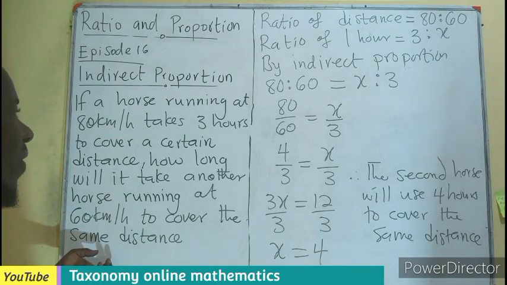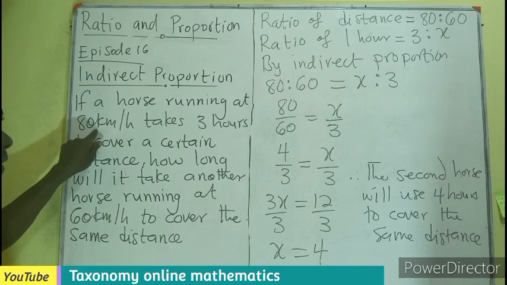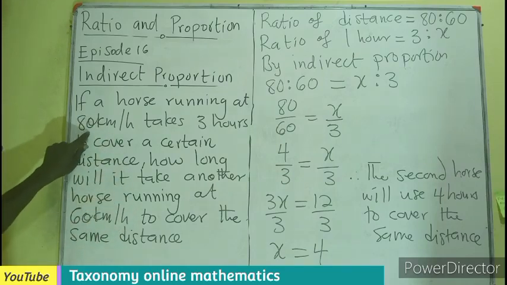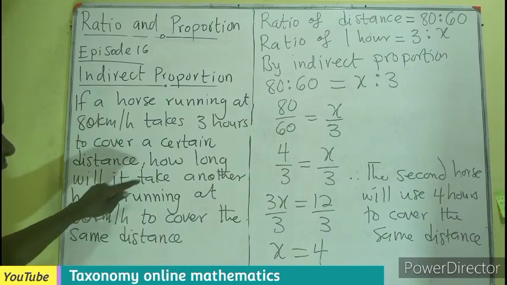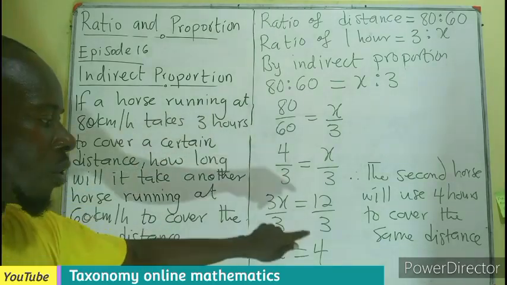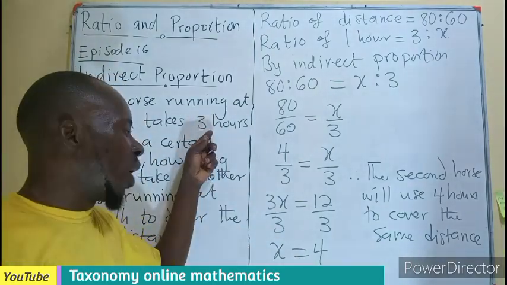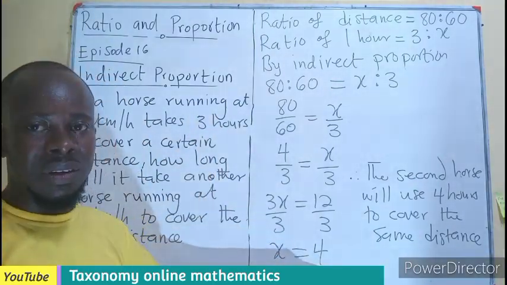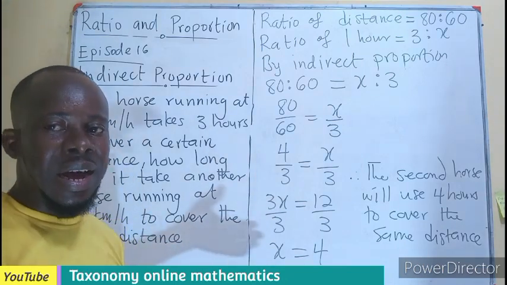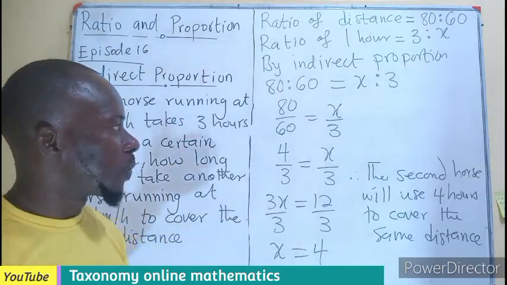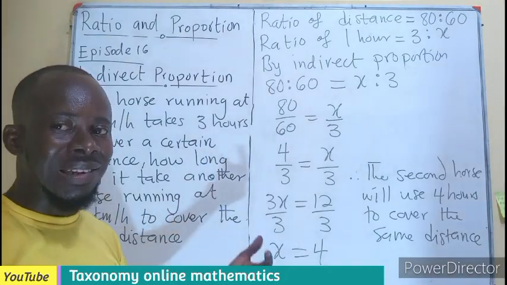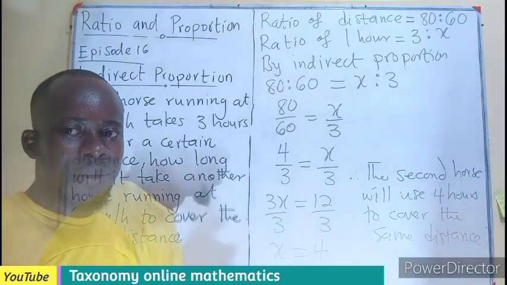Don't forget, under indirect, when one quantity increases, the other decreases. 80 decreases to 60, therefore the 3 hours will increase to 4 hours. That is the criteria under indirect proportion. We can also use the more or less approach to arrive at the same answer.